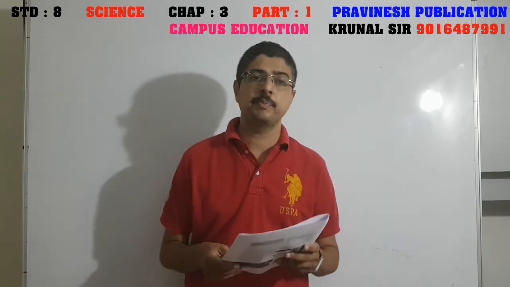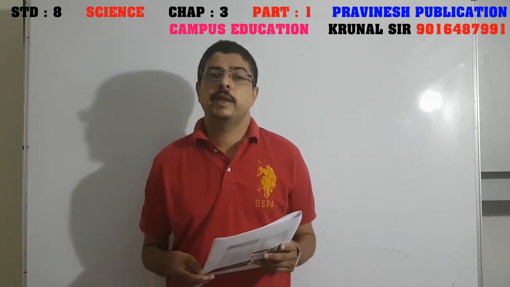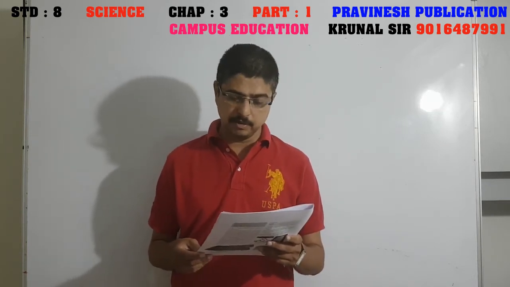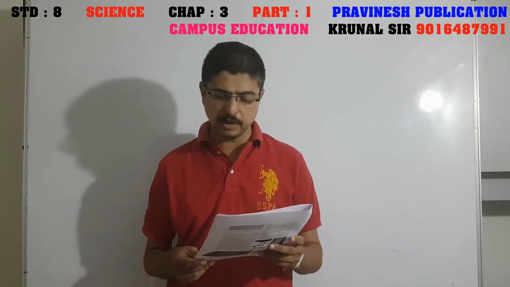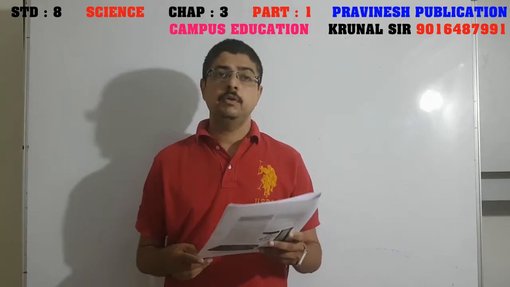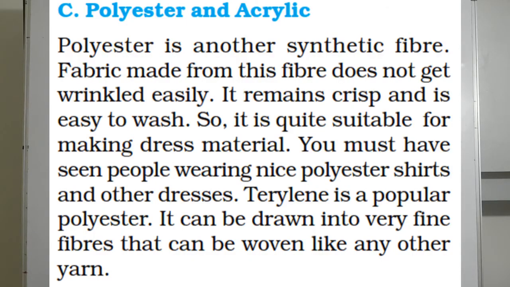Let us find out. Friends, in the textbook activity 3.1 is given. If you perform the activity 3.1, you can observe that nylon is very strong. It is the strongest fiber among all the fibers given in table 3.2. Now next is C, that is third, polyester and acrylic.